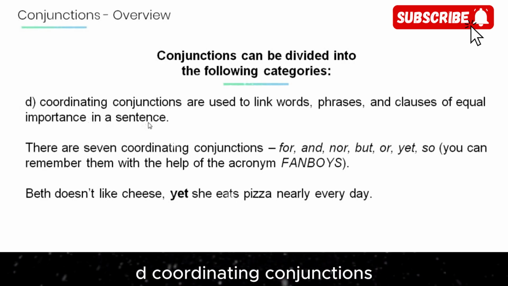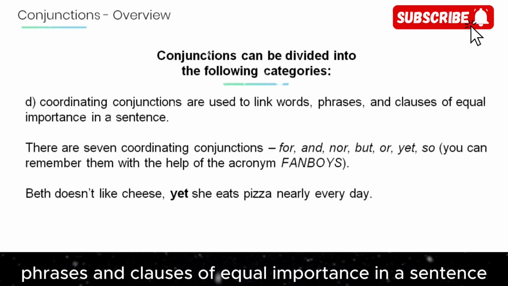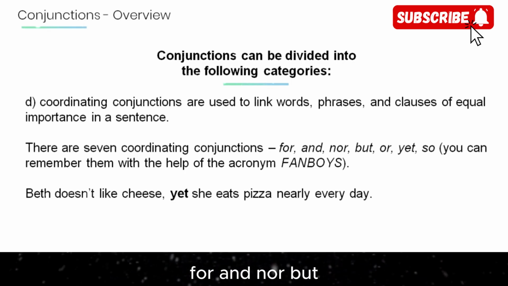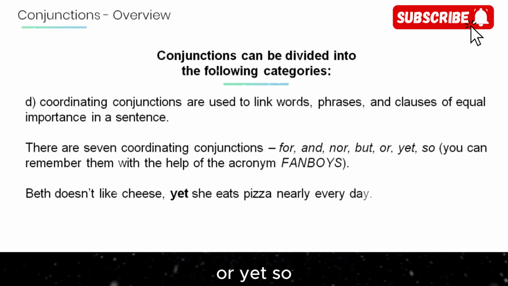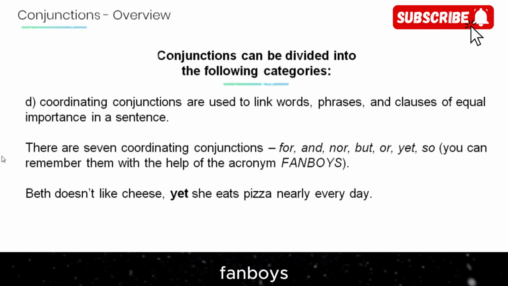D. Coordinating conjunctions. Coordinating conjunctions are used to link words, phrases, and clauses of equal importance in a sentence. Now, there are 7 coordinating conjunctions: for, and, nor, but, or, yet, so. Now, you can remember these with the help of the acronym FANBOYS.